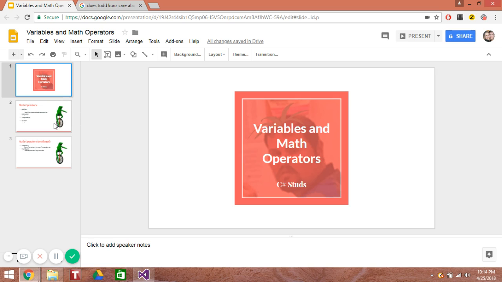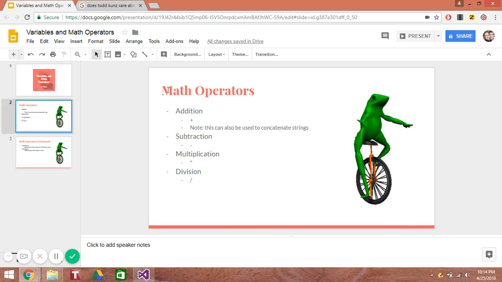So let's go ahead and get started. We're going to be talking about math operators today. These aren't all the math operators that are used in C#, but these are the most common ones.